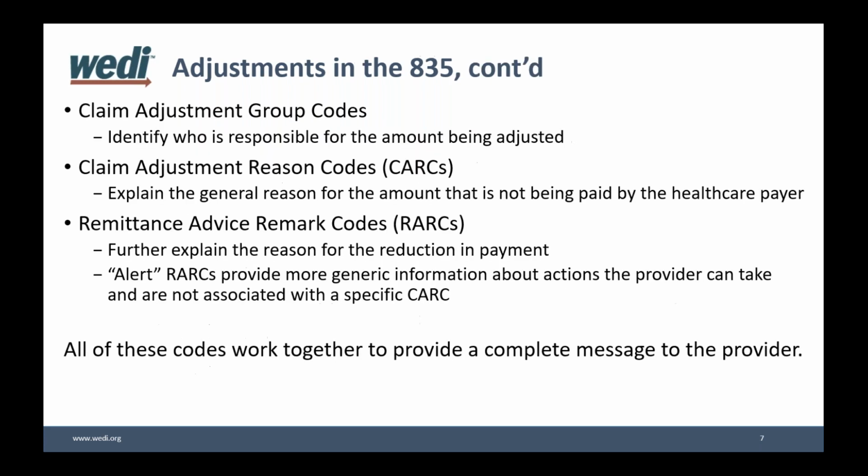But what these ultimately tell the provider is what to do with them. So the message is three parts. The first part is a group code, and that basically tells the provider who's ultimately responsible for this dollar amount that is being adjusted off. Is it the patient? Is it contractual, which means the provider is responsible for it? Is it another entity, which is usually built into the reason code? There are sort of two major levels of responsibility.